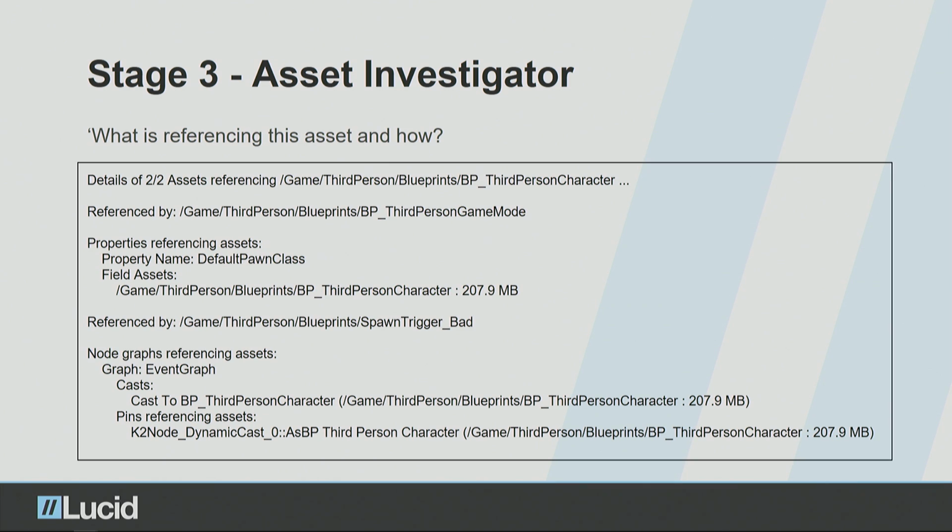And then we've got the opposite, where we're looking at how a particular asset is referenced. So we're saying it's referenced by the game mode there, and it's also referenced by a spawn trigger bad, which was my bad example for the project. But we could see there that that blueprint is a default pawn class. And then with this, we've got a cast again.